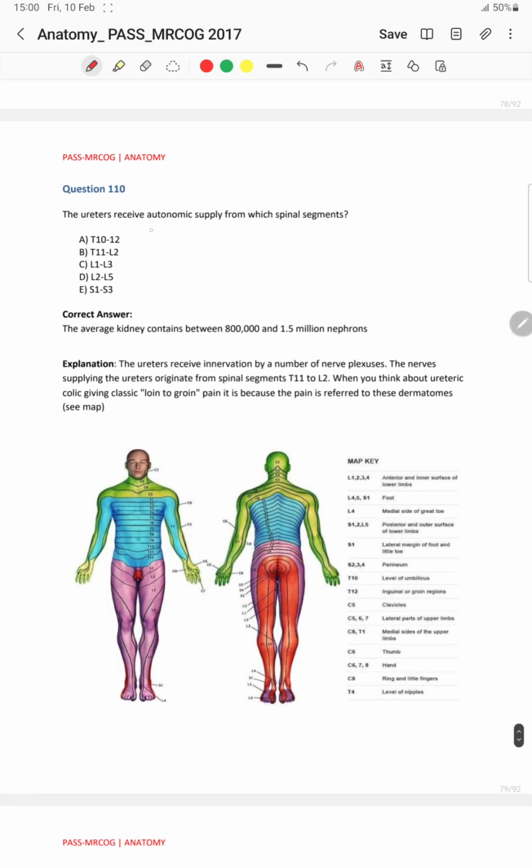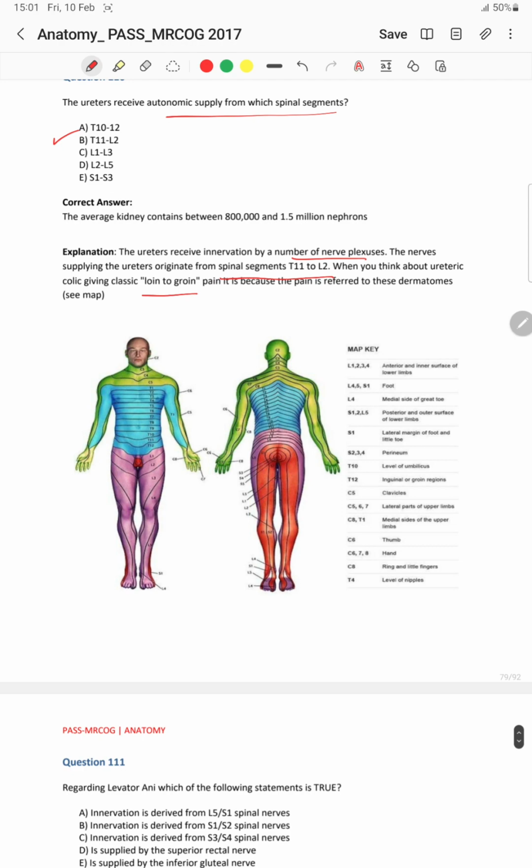The ureter receives autonomic supply from which spinal segments? It is from T11 to L2. The ureters receive innervation by a number of nerve plexuses, originally from the spinal segments T11 to L2. When you think about ureteric colic, which gives the classic loin to groin pain, it is because the pain is referred to these dermatomes, T11 to L2.